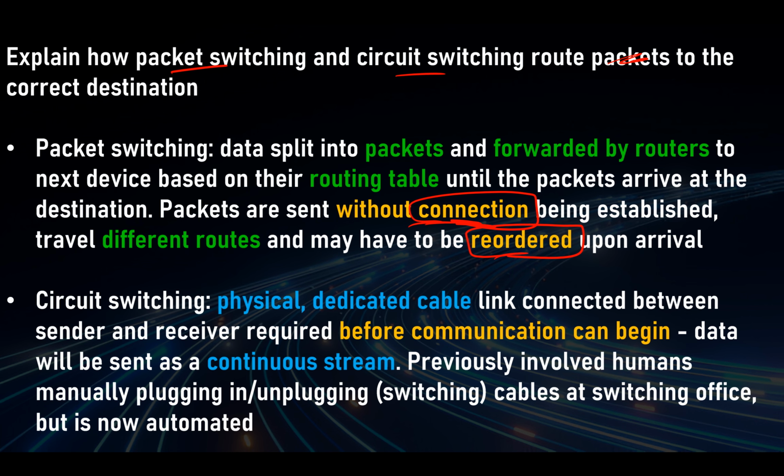In contrast, with circuit switching there's going to be a physical dedicated cable link connected between the sender and receiver. That's required before communication can begin. Again orange, because one, it's reliable, that's a good thing. The bad is higher initial latency. Data will be sent as a continuous stream and previously involved humans manually unplugging and plugging in, switching cables at a switching office, which they also call an exchange. However, this is now automated.